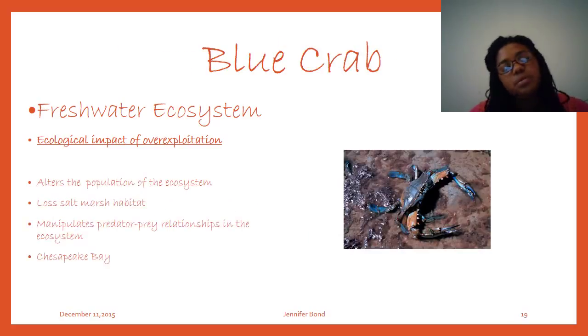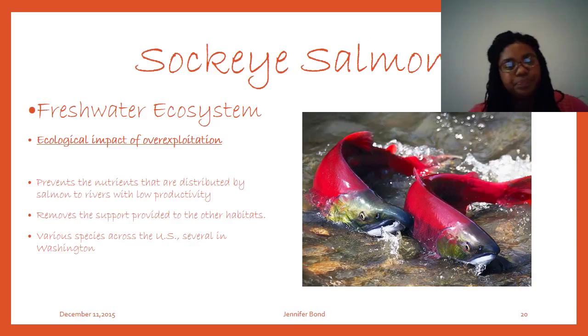Blue crabs have also been overexploited. These particular crabs are very common along Chesapeake Bay, and when they are subjected to overfishing, it alters the population of the ecosystem. There's a loss of salt marsh habitats, and it manipulates the predator-prey relationships in the ecosystem.